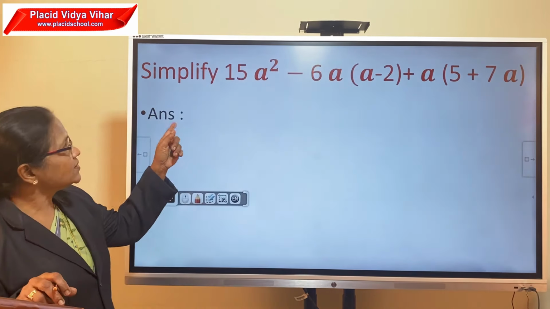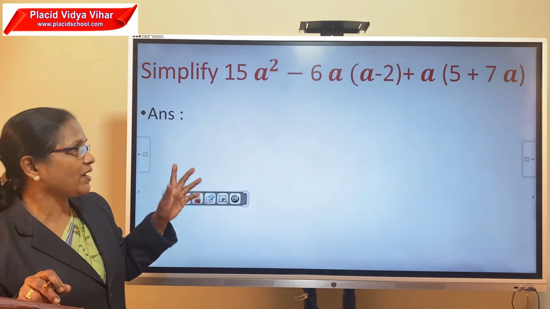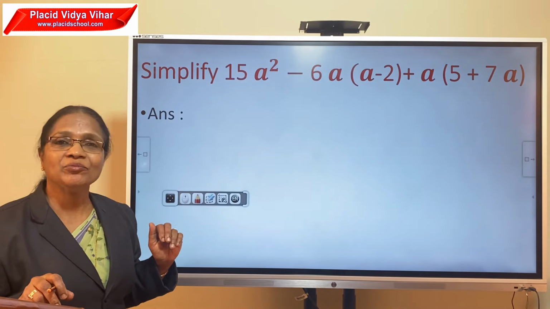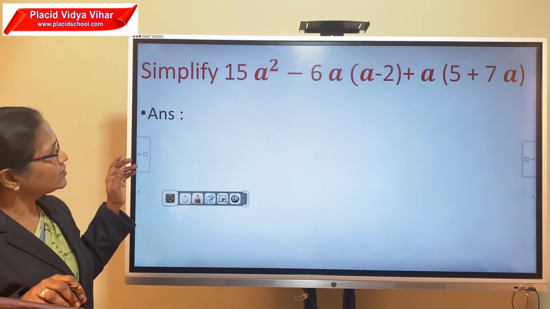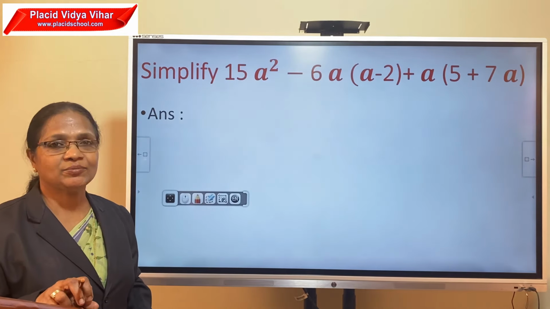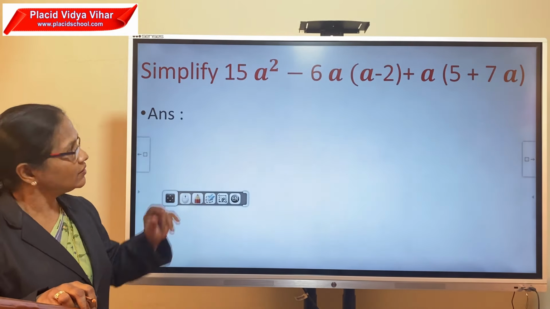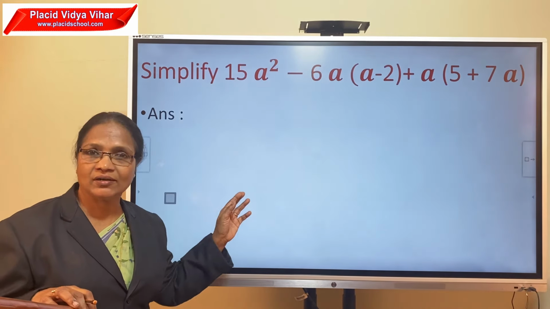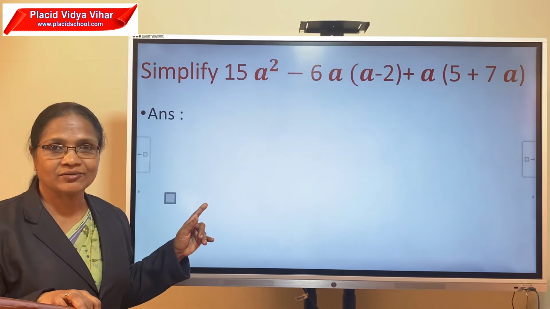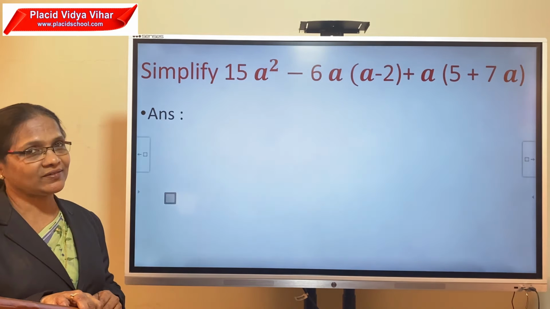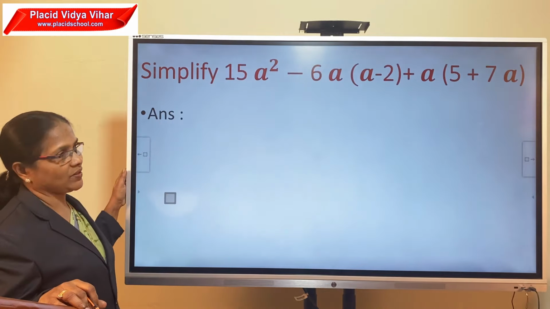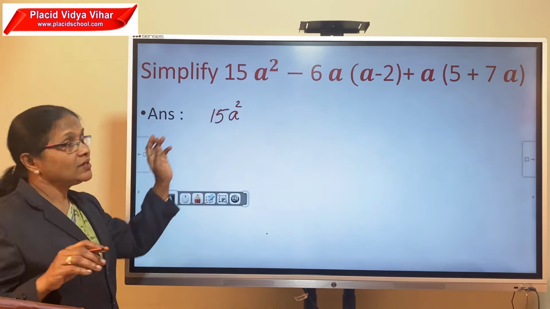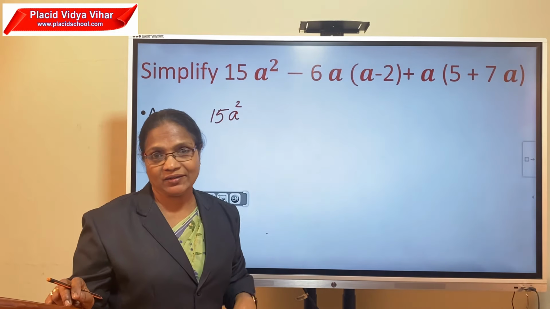Next question. Simplify 15a square minus 6a into a minus 2 plus a into 5 plus 7a. This is the question to simplify this algebraic expression. For that, you know that all three operations, addition, subtraction and multiplication, are involved in this single question. Okay, let's try to solve this. 15a square. Now, negative 6a into a minus 2.